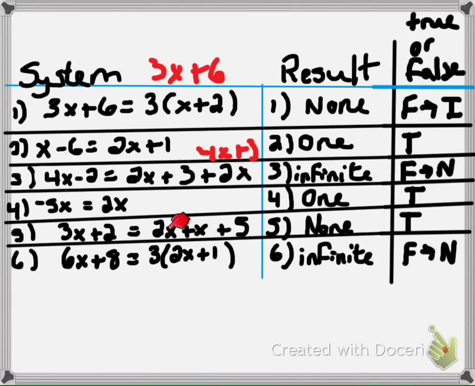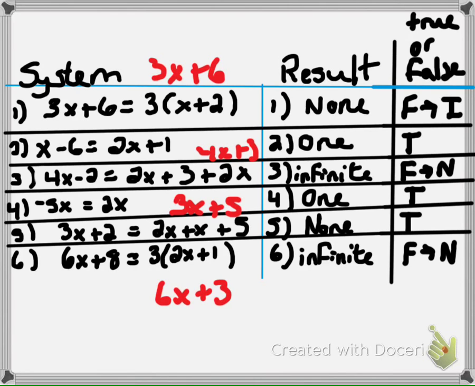Okay, this one can be simplified because 2x plus x is 3x. And then I still have this 5 here, so 2x plus x is 3x plus 5. So here I have 3x plus 5. Here I have 3x plus 2. Their slopes are the same, but their y-intercepts are different. That means those lines are going to be parallel, and there's not going to be any solution. None. True.